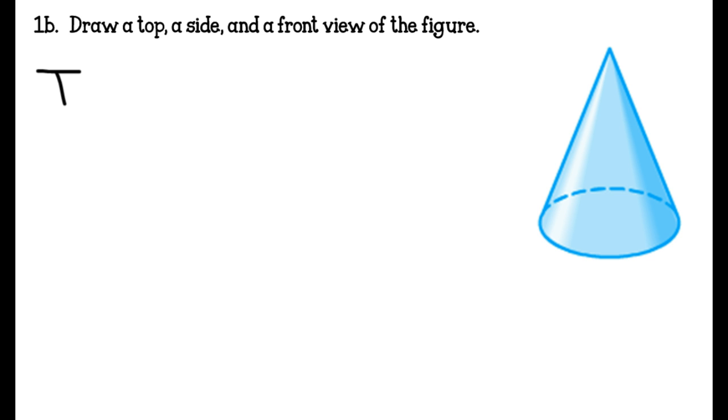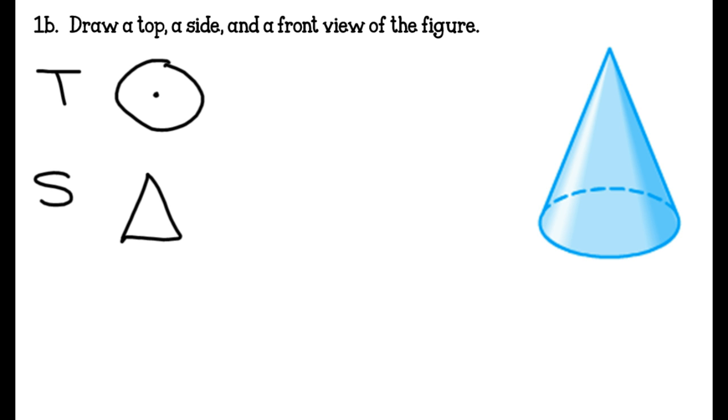So when I would look down at the top of this, it would just be a circle. That's all I would see. You might draw that point in to show that that's the top of it, but that's not necessary. Either way is fine. Side view would be a triangle, and my front view would be a triangle as well.